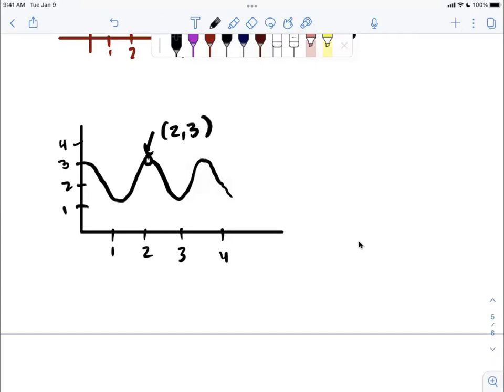So now the question is, what's the limit as x approaches 2 of this function? All right, so here we can see that if we follow the graph around 2, then we're heading towards this point, 2, 3. And so the limit is going to be 3.